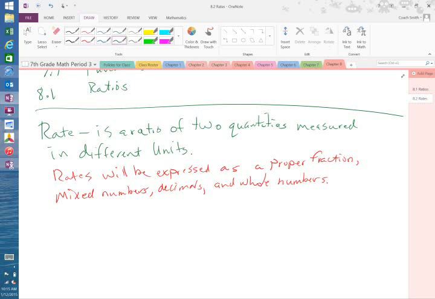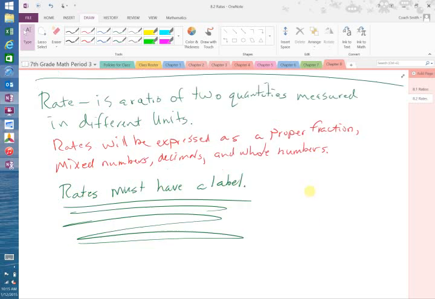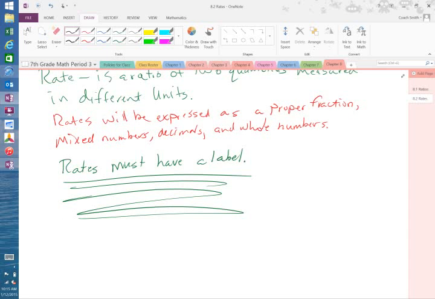The other thing that is probably the most important is rates must have a label. When you come in on Thursday when we're doing this work and we come in Friday and grade it and you don't have a label on it, it's going to be wrong. It must have a label. Now, your labels are going to look like this. For example, miles per hour. All your labels will have the word per in it, P-E-R, not as in purr like a cat, not P-U-R.